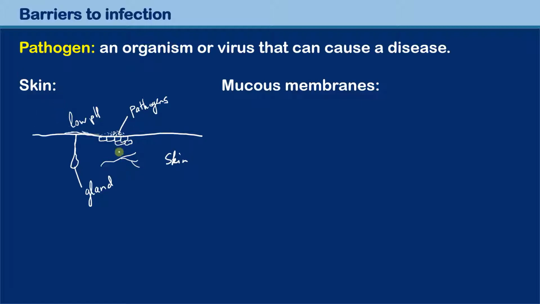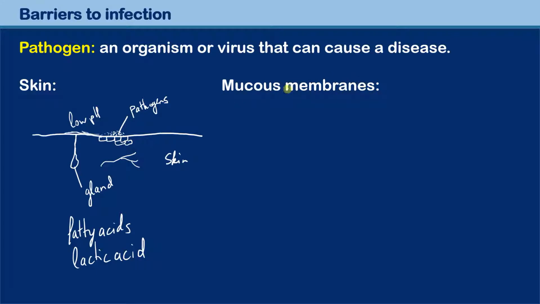It's a physical barrier. And the skin also produces fatty acids and lactic acid, which make the skin pH low. So I write this down: fatty acids and also lactic acid are produced in order to protect the skin from pathogens. Now, let's move on.